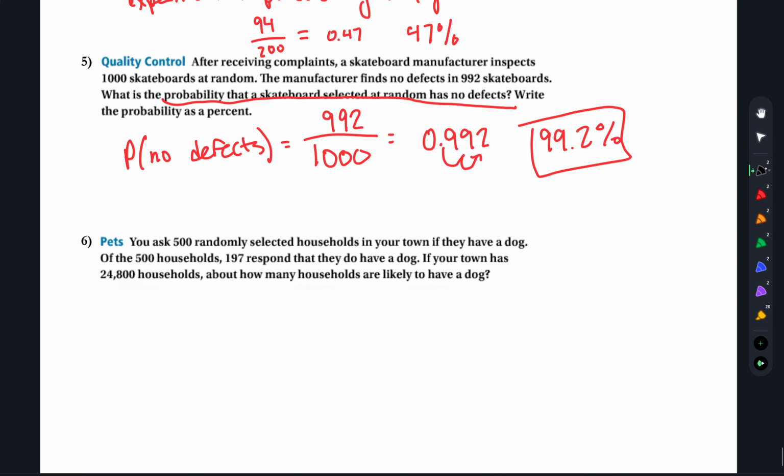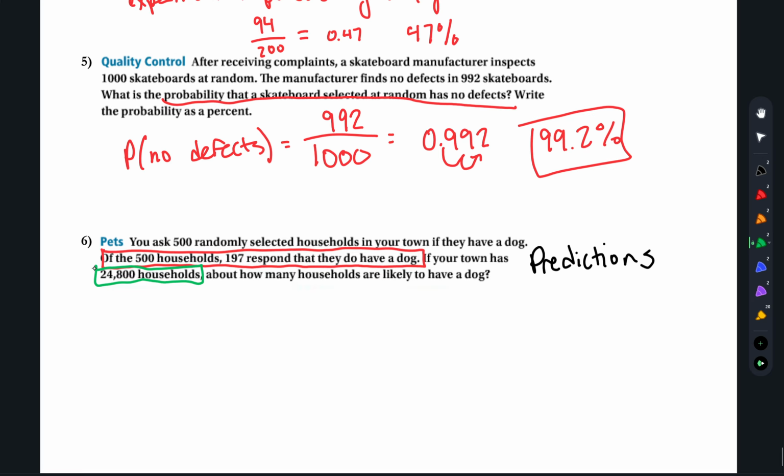Okay, one more. So, probability is not just used for this kind of stuff. Probability can also help us make predictions. So, for example, if I have 500 randomly selected households in my town and I survey them and ask them if they have a dog, out of the 500 households, 197 responded that they do have a dog. So that's going to give us kind of like a theoretical probability for our entire town. Our entire town has 24,800 households.